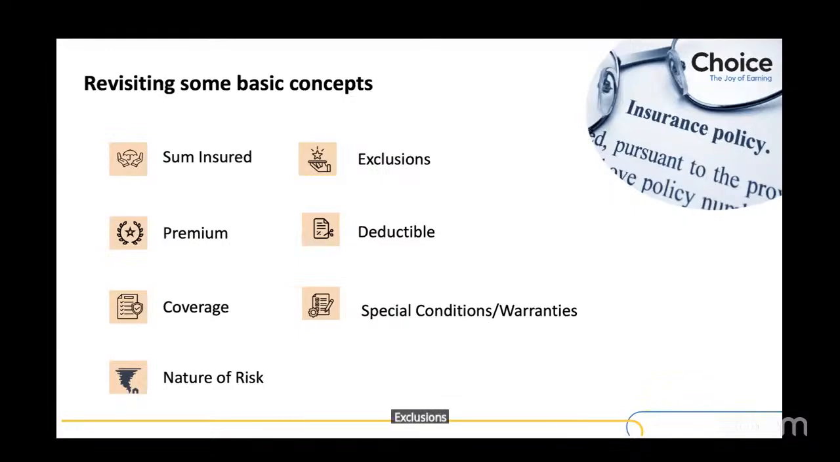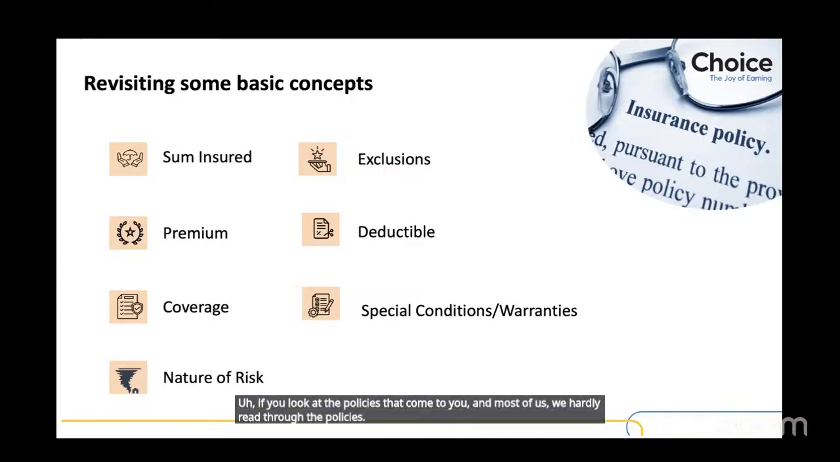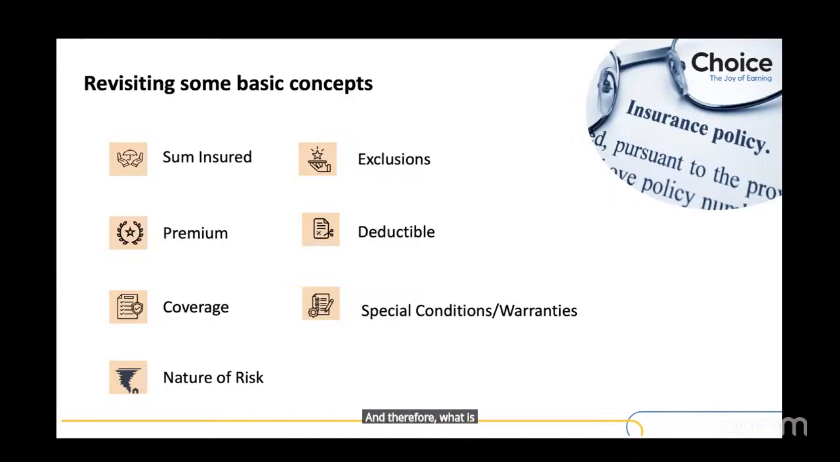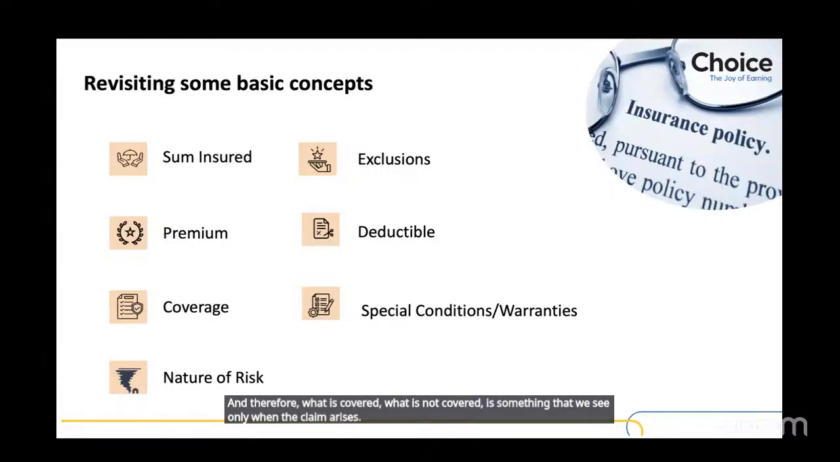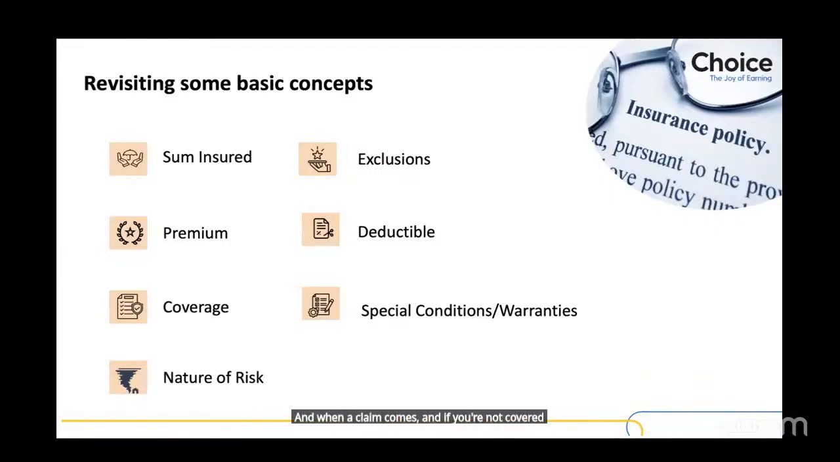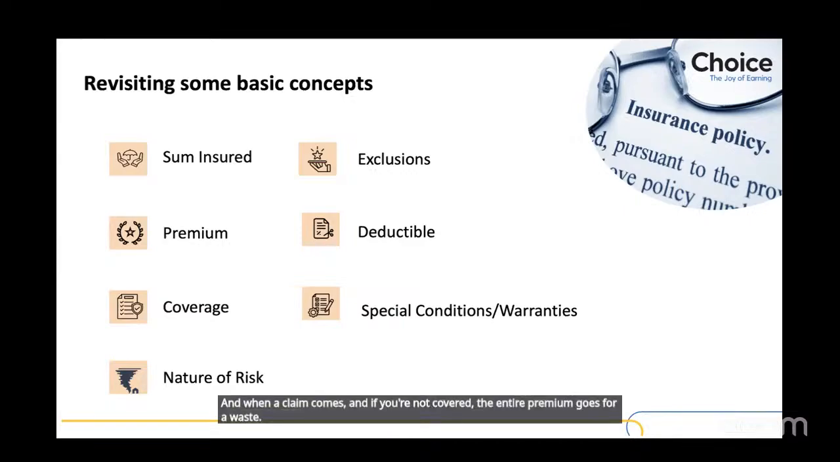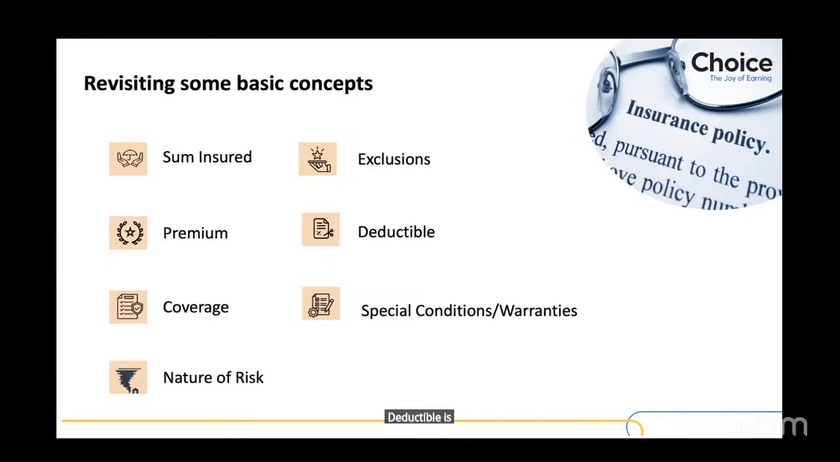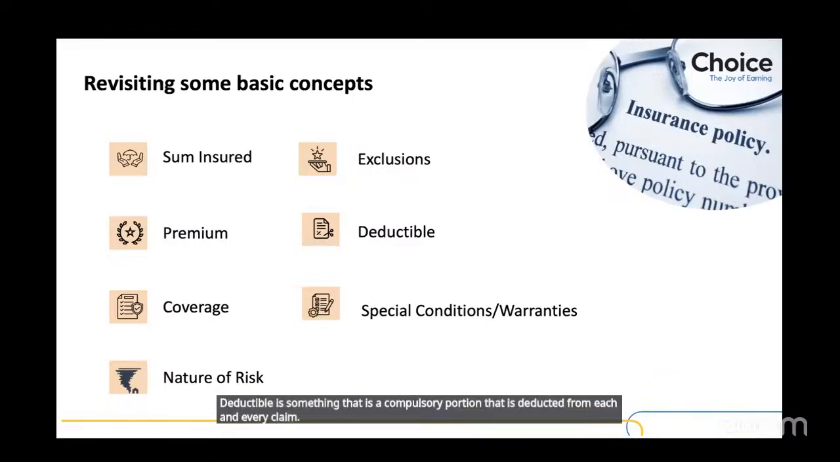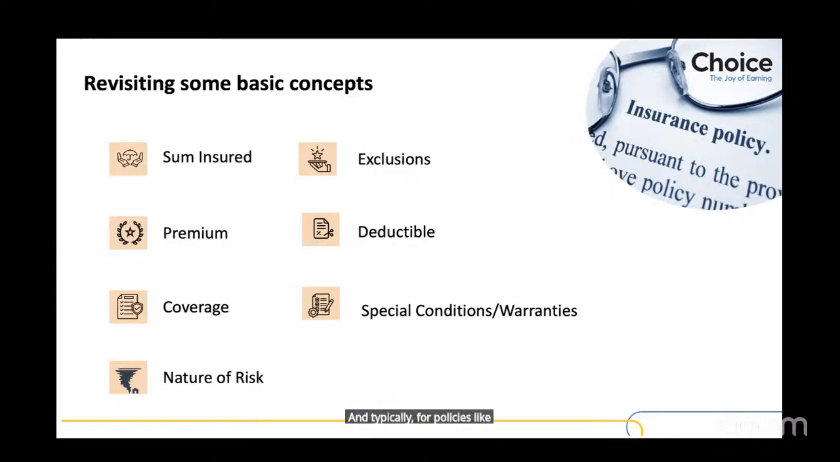Exclusions are something that also have to be understood very carefully. If you look at the policies that come to you, most of us hardly read through them. Therefore, what is covered and what is not covered is something we see only when the claim arises. And when a claim comes, if you're not covered, the entire premium goes to waste. Deductible is a compulsory portion that is deducted from each and every claim. Typically for policies like fire and others, it varies depending on the sum insured.